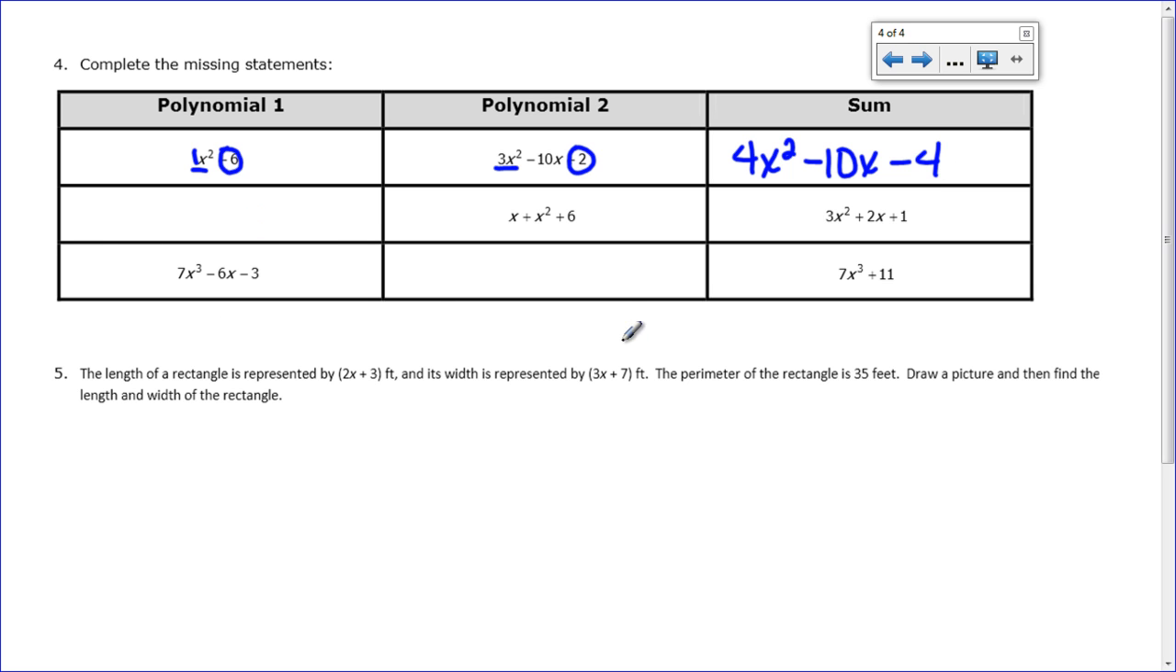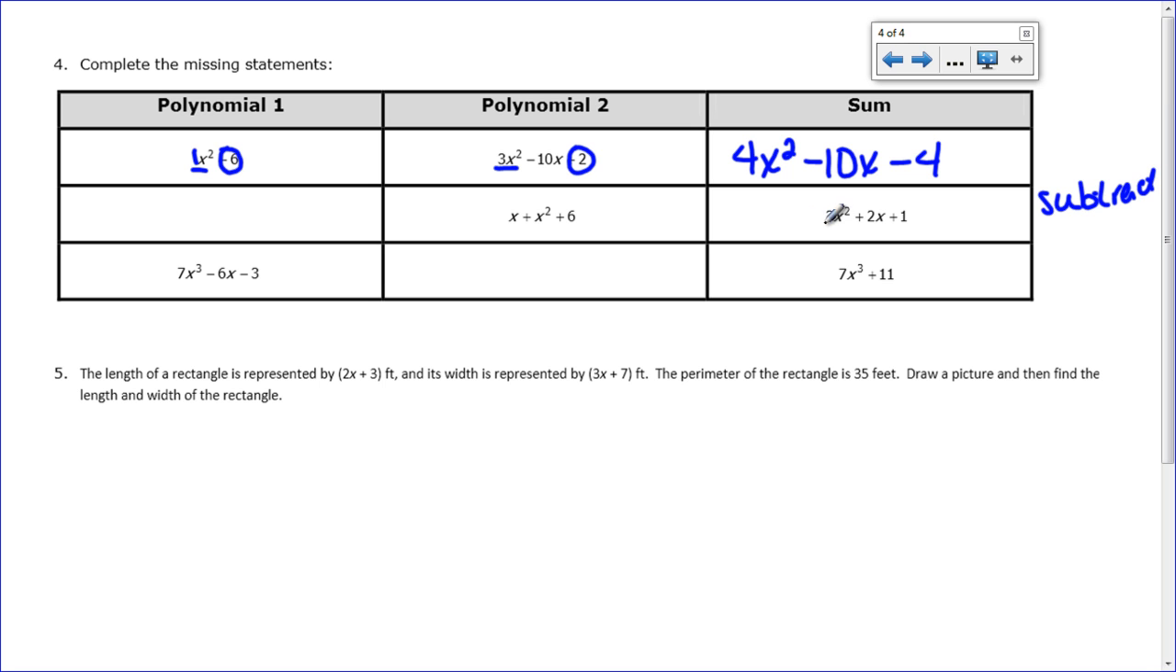Now when we're doing the next two columns, I'm given polynomial 2 and the sum. I've got to find polynomial 1, which means I'm going to have to subtract these two. I'm going to have to take the sum minus polynomial 2 to get polynomial 1. And you don't have a whole lot of room to write, so we're just going to do this the best we can. So this is going to become a subtraction problem. So we're going to subtract.